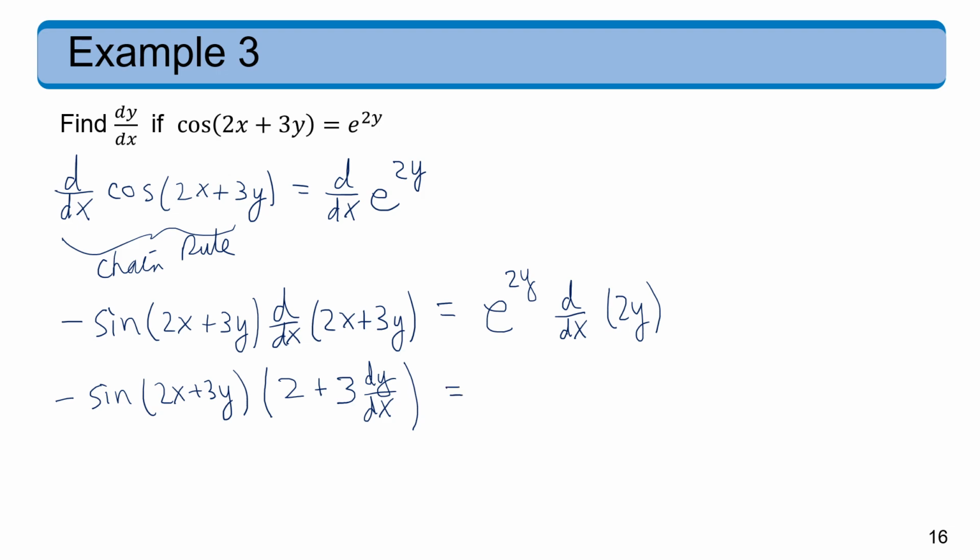Now on the right, we keep the e to the 2y. This derivative is mixed variables. The outer function is 2y, so first just take that derivative with respect to y, and that would be 2. And then multiply by the derivative of the inside part, which, just like before, that's dy/dx. So now that we've done all the derivatives, the rest is algebra. So we want to take this equation and solve for dy/dx.